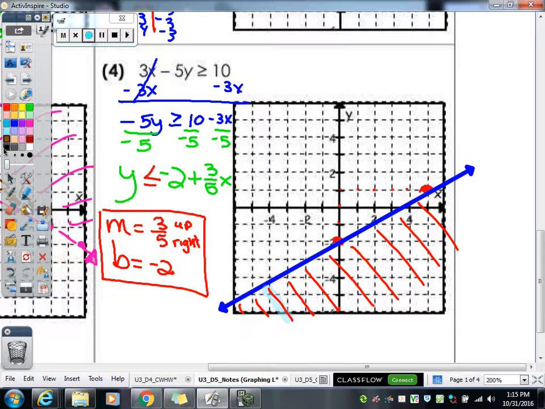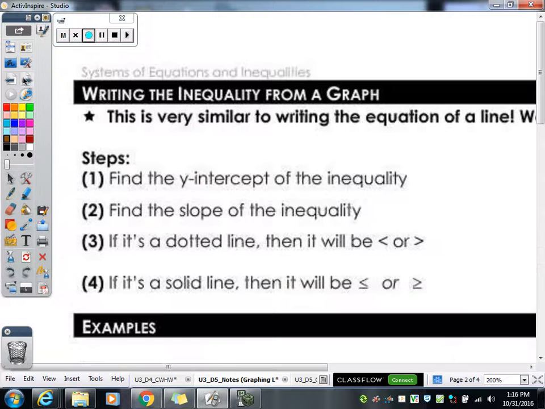And we want to write our inequality. We want to write the original inequality inside this shaded area: 3x minus 5y is greater than or equal to 10. A lot of times you'll see a question that says, is this a solution to this graph? You either have to graph it and see if it ends up in the shaded area, or you have to actually plug it into the equation and see if it works.